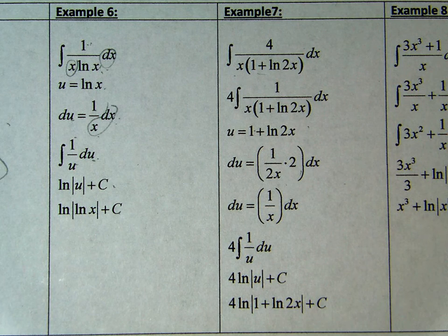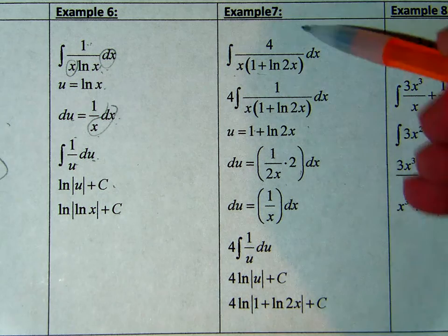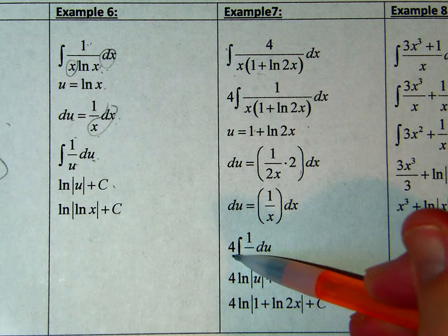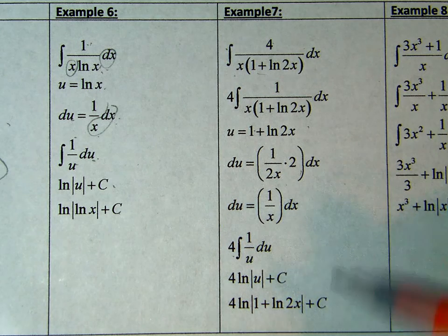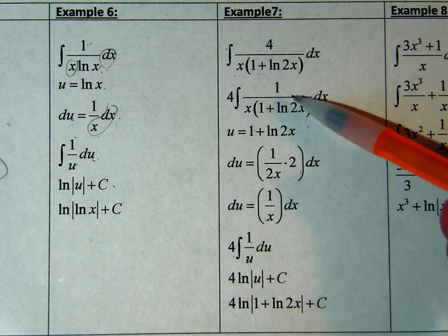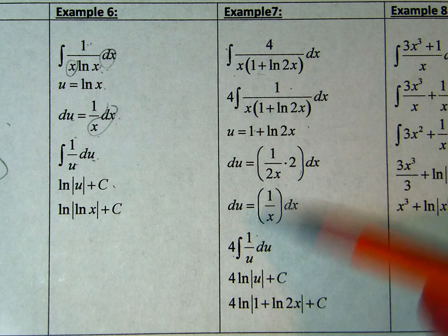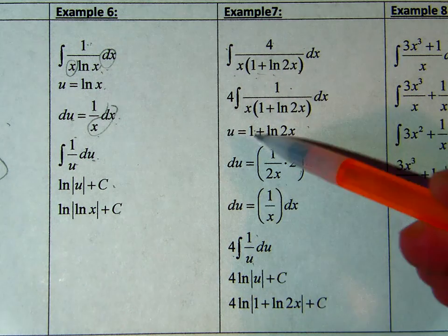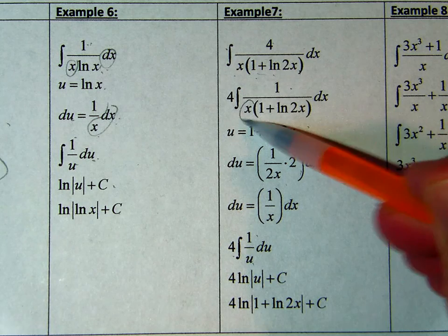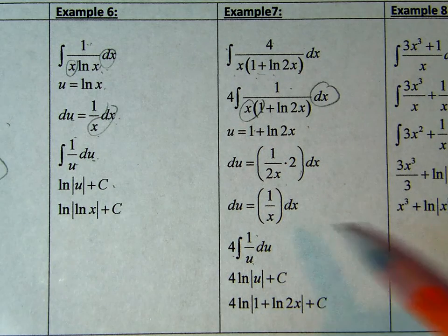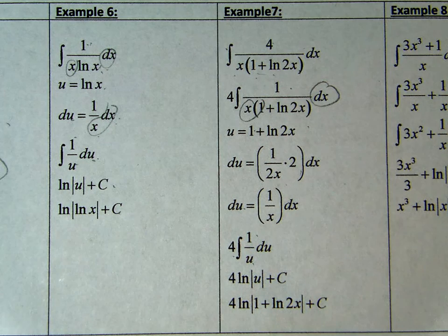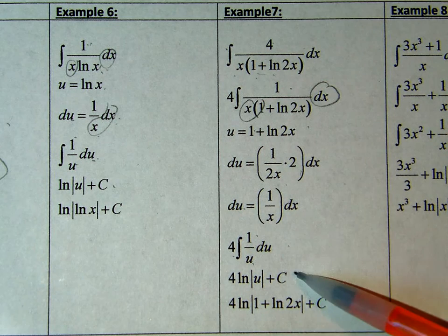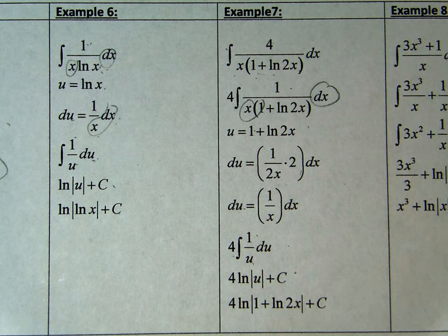So now when we do our substitution, that 4 is already to the outside. So we're left with the 1 up top. 1 plus ln of 2x, that's the u on the bottom. And then this 1 over x dx here gets replaced with the du. Integrate, substitute back in, gets us to the final answer.